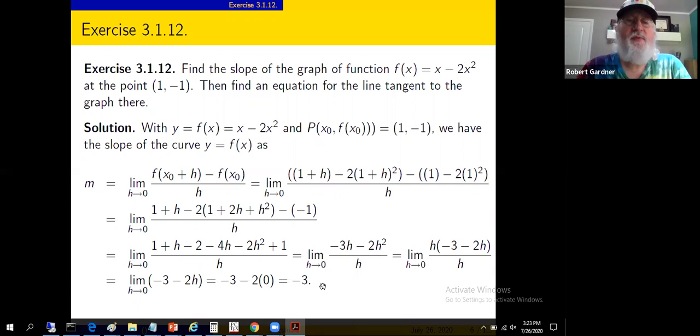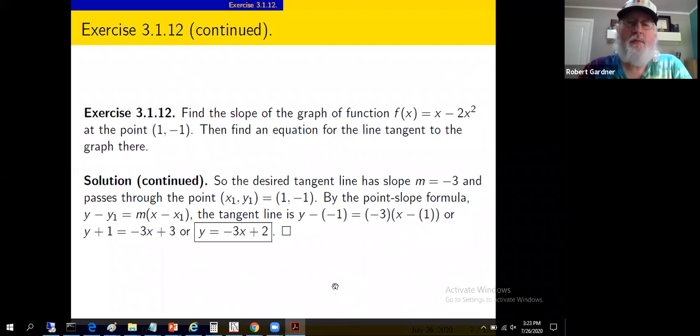So we've got a slope of negative 3 and the point (1, negative 1). They want an equation for the tangent line. I think we're good to go. We have a point and a slope. Slope is negative 3, point is (1, negative 1). The point-slope formula is still y minus y1 equals m times (x minus x1). Here's the x1, y1. The slope m is negative 3. Substitute those in.